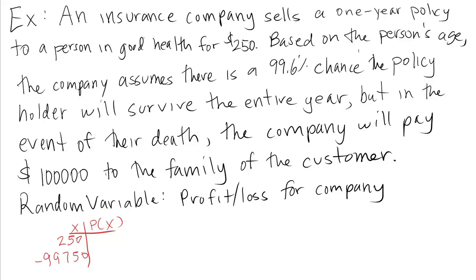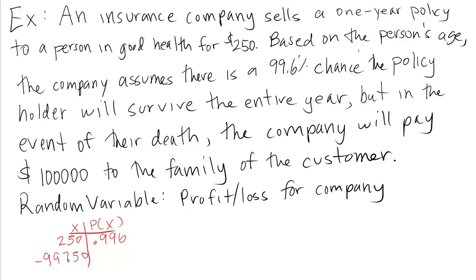Now we just have to pair each of these with their associated probabilities. The probability that the person lives is 99.6%. And remember, we're going to pair that probability with a 250 because that's the outcome when he lives. They gain $250. I'm going to convert that to a decimal and write 0.996. There's nothing wrong with writing it as a percent. You could also turn it into a fraction if you wanted to.